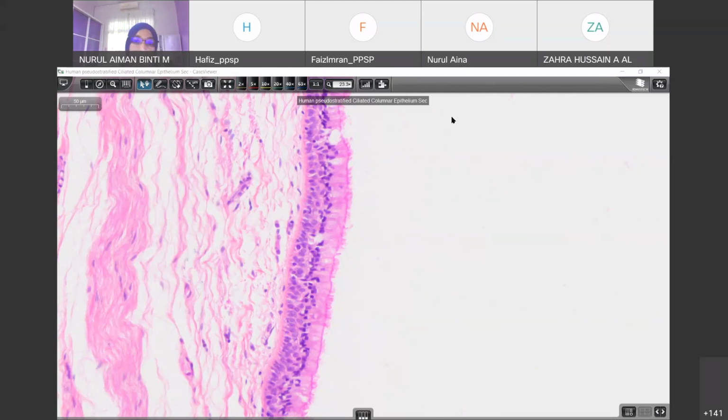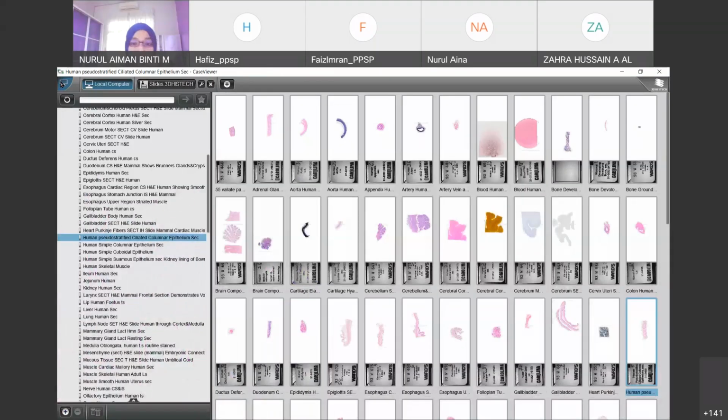Okay. Please be aware some of you might suddenly exit the session because of the line, and you might have problems entering back. Okay, we go towards the next, human pseudo-stratified.